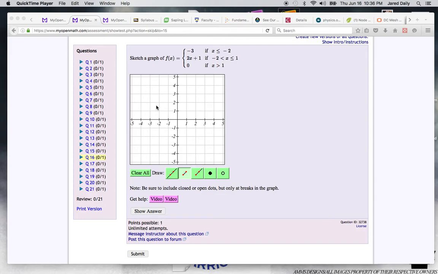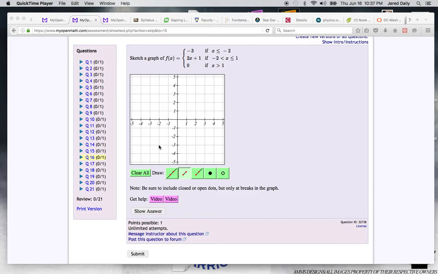Okay, there's a question on how to use this graphing tool. We're sketching the graph of this piecewise function, and we have f of x equal to -3 if x is less than or equal to -2. So if we go along the x-axis here, -2, everything that's less than or equal to -2, we're going to have the function f of x equals -3. So that's essentially y is equal to -3, right?